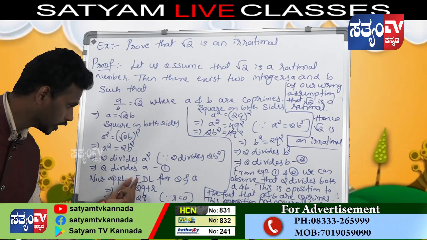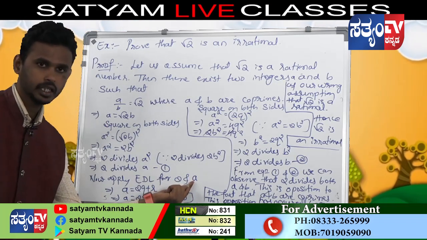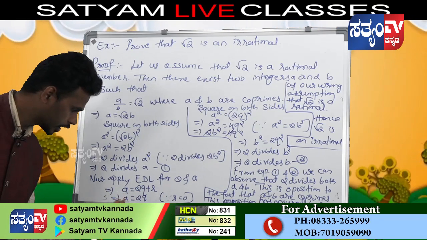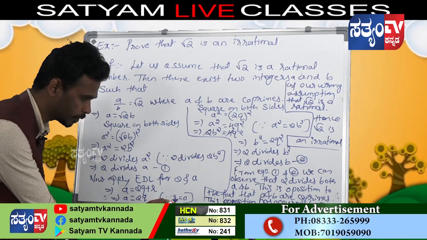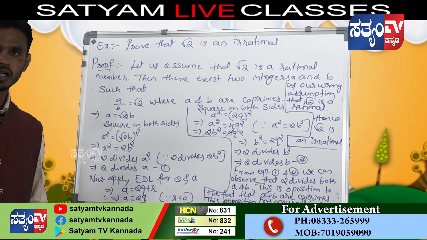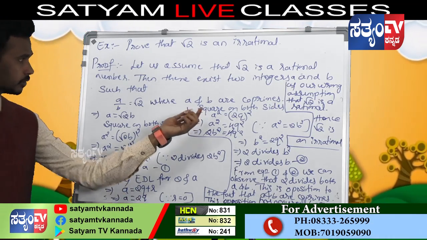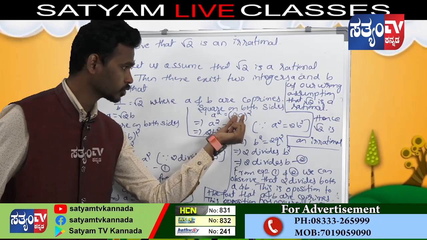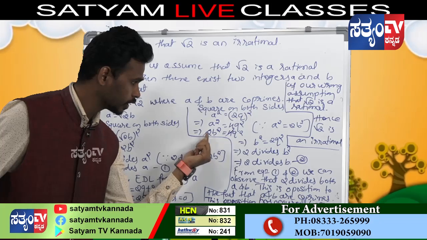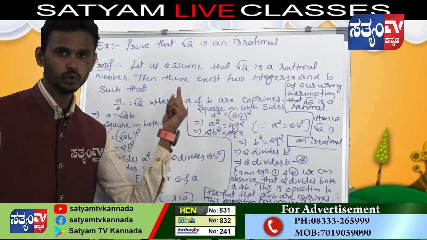Now apply Euclid's division lemma for 2 and a. Here 2 is the divisor and a is the dividend. By Euclid's division lemma, a equals 2q plus r. Here it becomes a equals 2q because the remainder is 0. If a number divides another number exactly, the remainder should be 0. So a equals 2q. Squaring on both sides, a square equals 2q whole square, so a square equals 4q square. Now take 2 to the other side as division: b square equals 2q square.